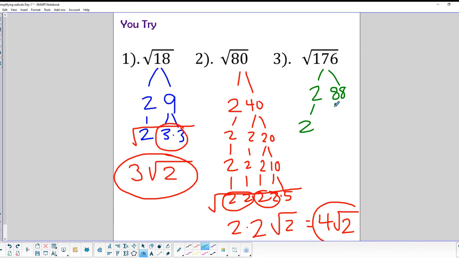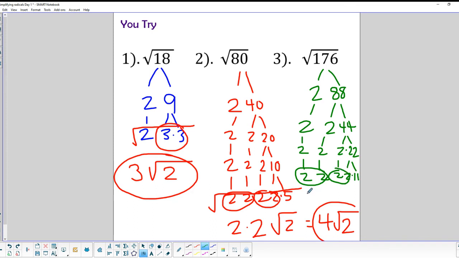Well, if we keep going a little bit further, that's going to be 2 times 2 times 44. And then that's going to keep breaking down into 2 times 2 times 2 times 22. And we're finally to our last step, 2 times 2 times 2 times 2 times 11. So when I take one of each of these out in front of the radical, that's going to leave me with 2 times 2, which is 4. And what's left inside is going to be this 11. So I'll have 4 square roots of 11 on this one.